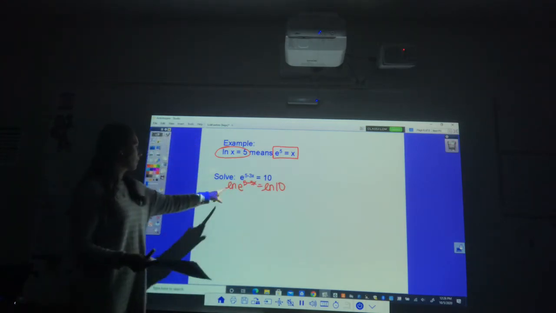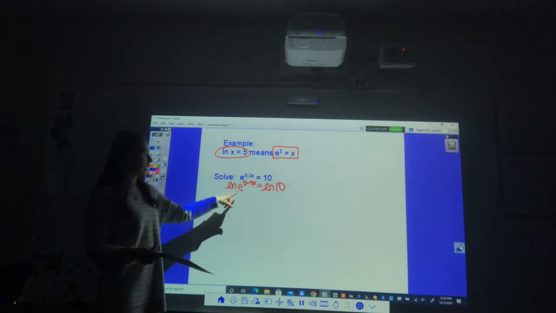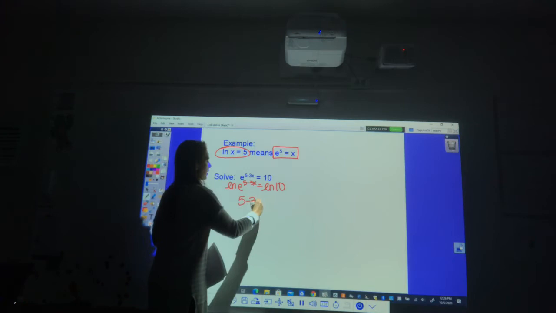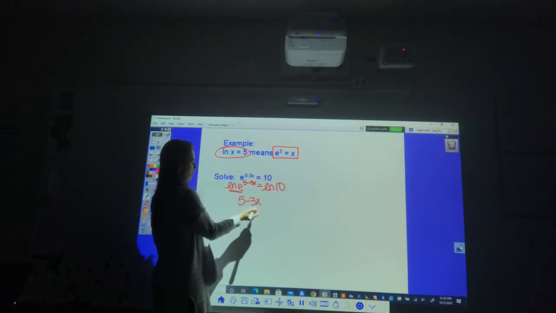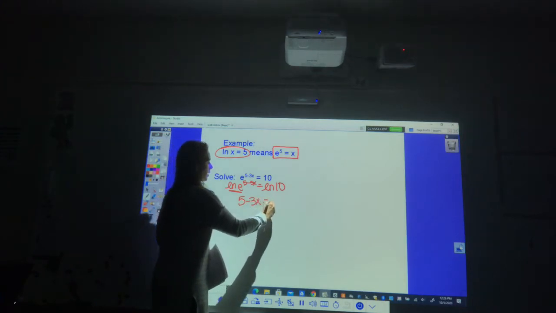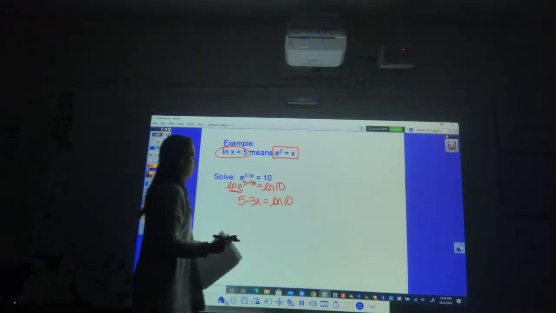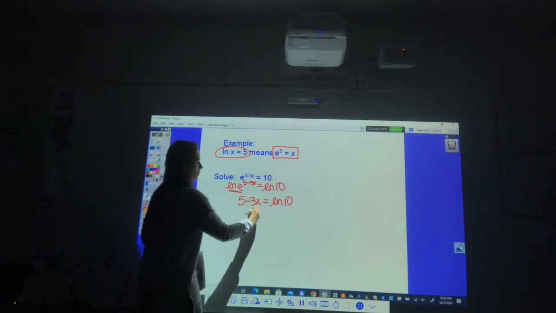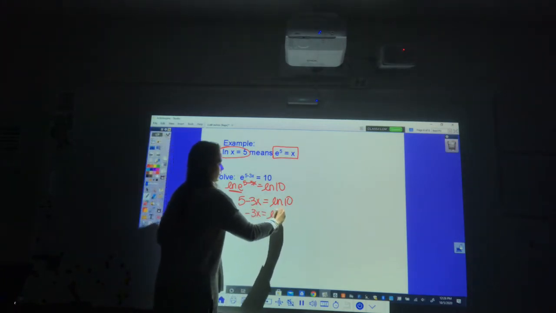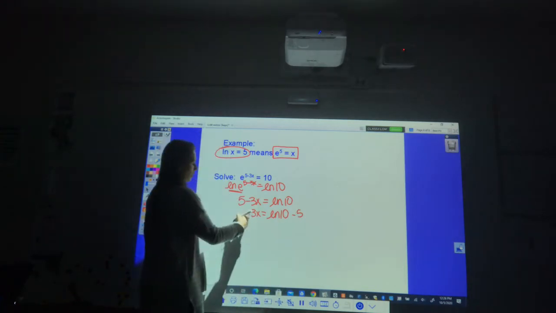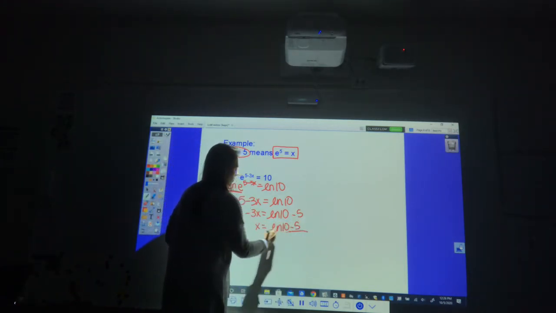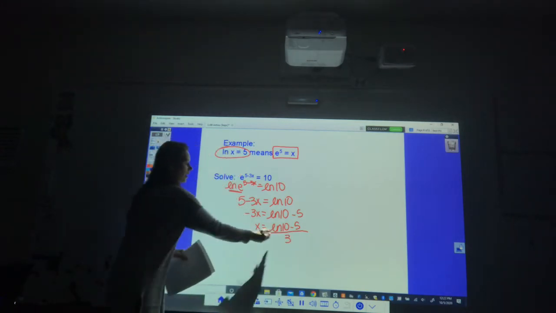What will happen is if you have a natural log and an e, they cancel each other out. You probably learned this in pre-calc, but just in case not, the natural log and the e cancel out and the exponent becomes the base. 5 minus 3x equals natural log of 10. Now we would just solve with the calculator. I'm going to try to get x by itself, so I'm going to subtract the 5. And then I'm going to divide by -3. And then you can type that in on a calculator.